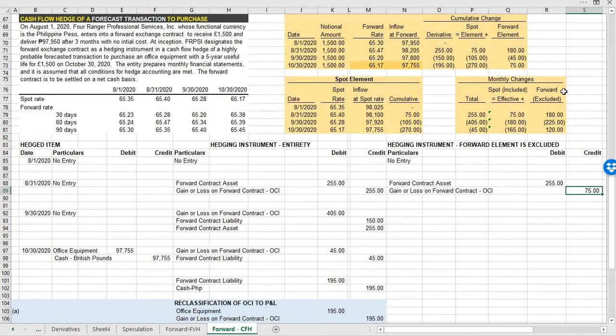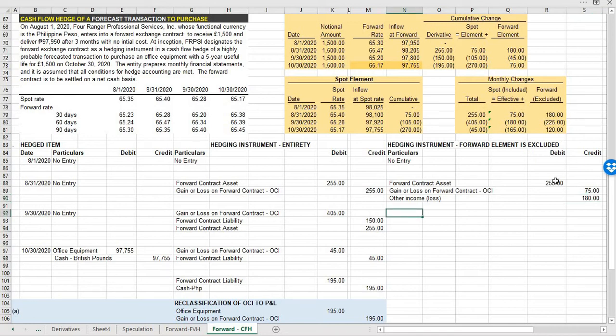But yung amount related to the forward element, since siya ay excluded, ang sabi ko yung option 1 ang ating gagamitin. So itong 180 will be recorded in the profit or loss. So ang entrada natin ay other income or loss, 180 pesos. So since this is a credit balance, ito ay income. Income yan kasi ito ay positive. Ngayon, punta tayo sa next date.